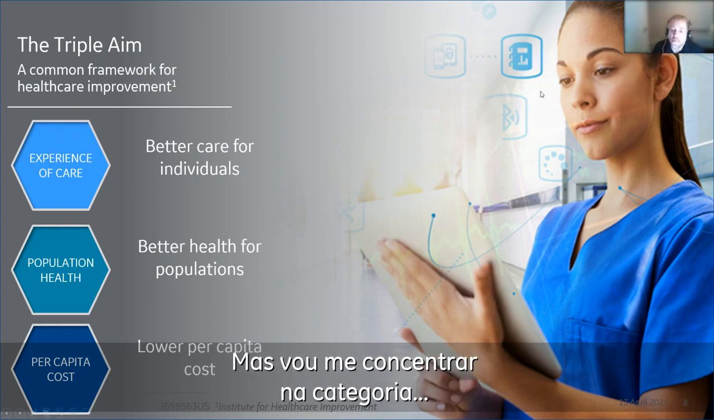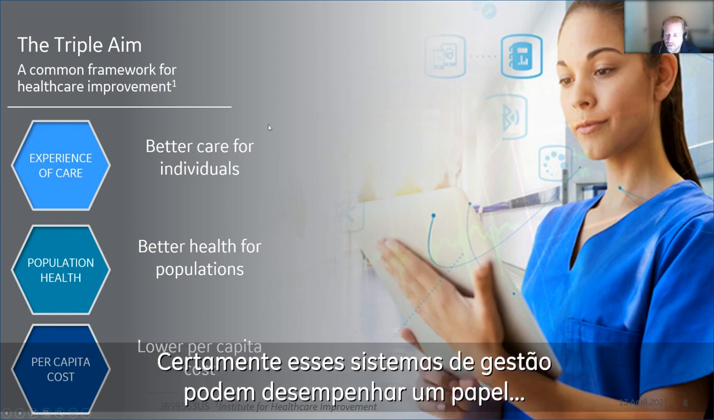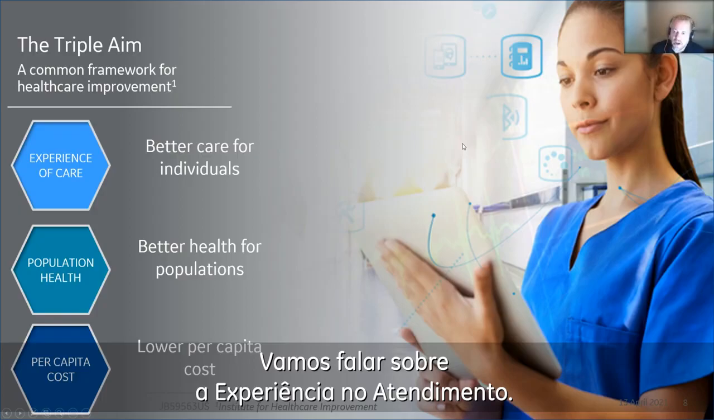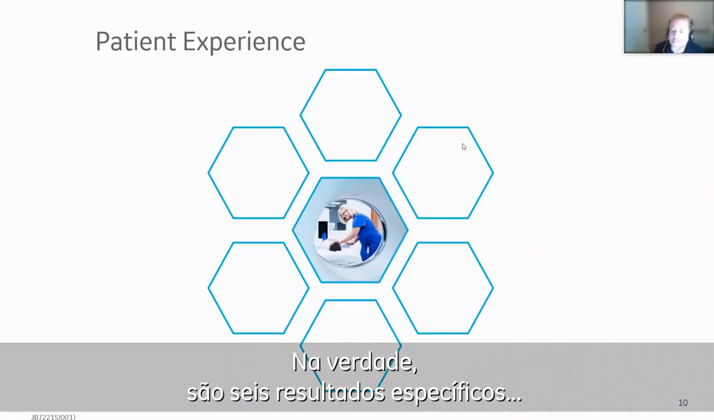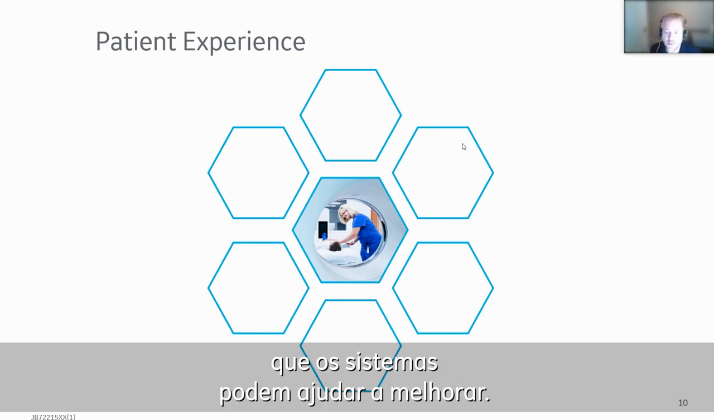But what I'm going to focus on next is just this experience of care category. I'll go into a deeper dive with it. But certainly dose management systems can play a role in improving each of these categories. All right, so let's talk about experience of care. There are actually 6 specific outcomes in patient experience that these systems can help improve on.